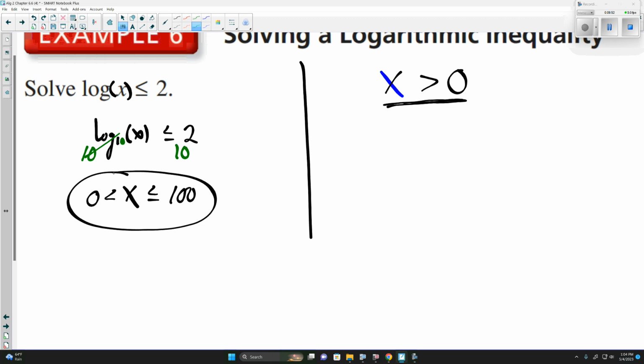Now, if it didn't come into play, let's use this color. If instead it was x is greater than or equal to 100, well, is 0 greater than 100? No. So that would be it. Because 0 is not contained in the solution, we don't have to include that part. Does that make sense? Can we see the difference between these two? If 0 or negatives were contained in the solution, we have to exclude them. If they're not contained in the solution, we don't have to exclude them.